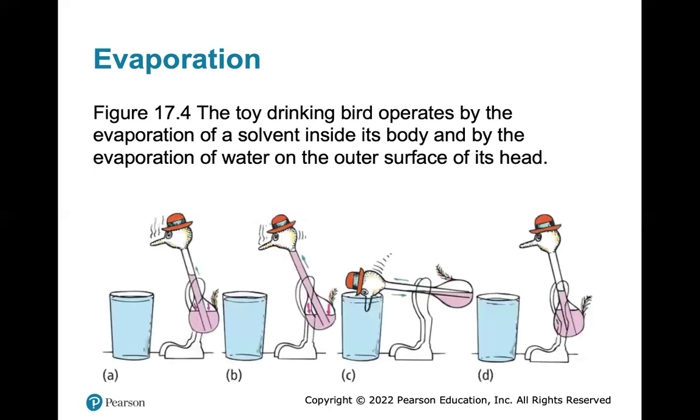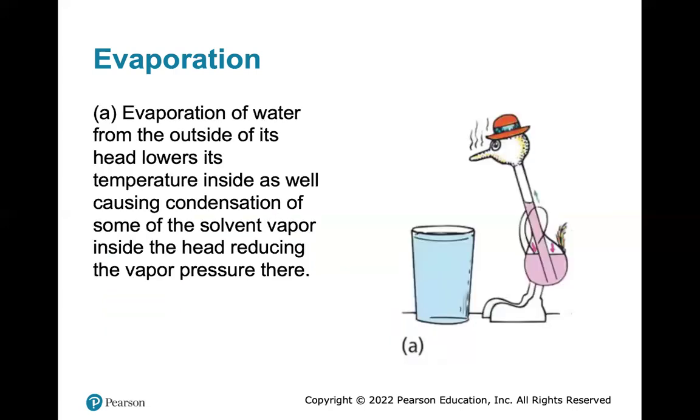Okay, the toy drinking bird operates by the evaporation of a solvent inside its body and the evaporation of water on the outside surface of its head. We'll look at it in steps. The bird has a felt covered head, and in order to get this started, you dip the head of the bird in water, kind of soak it, and it'll start this cycle. Let's look at the cycle.